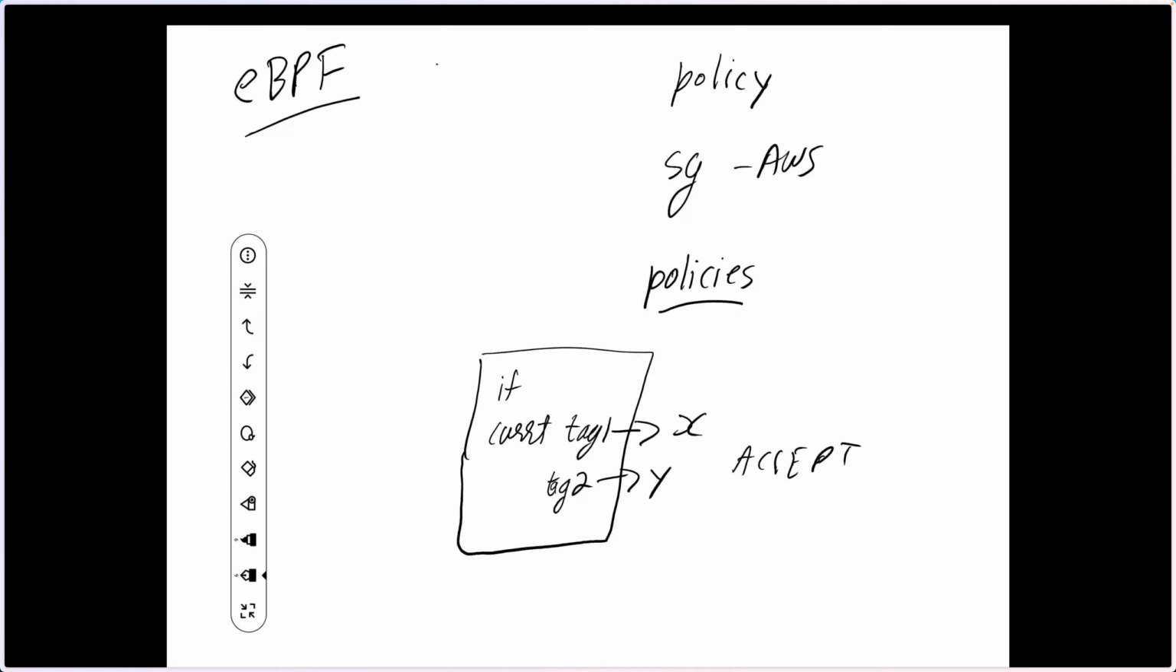Otherwise, reject, or something like this. In general, for normal traffic, you might want to drop it because you don't necessarily want to show that there's anything running. There's a lot of controversy around that, but not going to get into that for now.